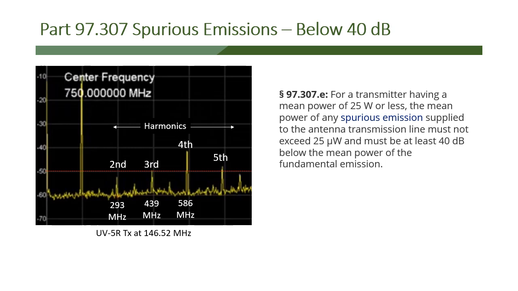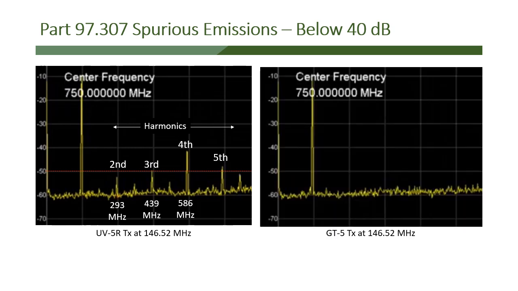So what does a good one look like? This is what a good one looks like. This is the GT-5, which looks exactly like a UV5R. It just has a different designator on the front, GT-5, because its internals are different. And you can see that when it's transmitting at 146.52, all the harmonics have been suppressed. And this is what you want from any transmitter.